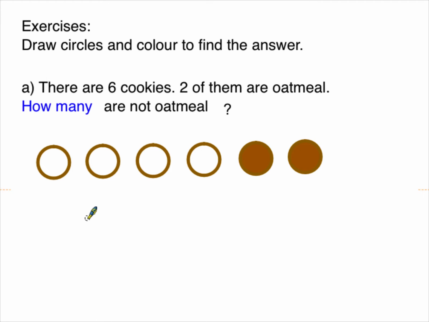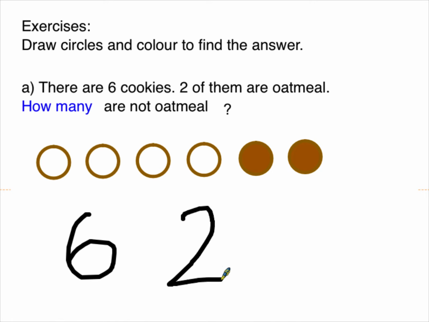So we could do this in a number sentence still. We still know how many we started with. We started with 6. And we knew 2 of them were oatmeal. We want to get rid of them so that we find out how many are left over. So that means we have to take away. We have 4 cookies that are not oatmeal.